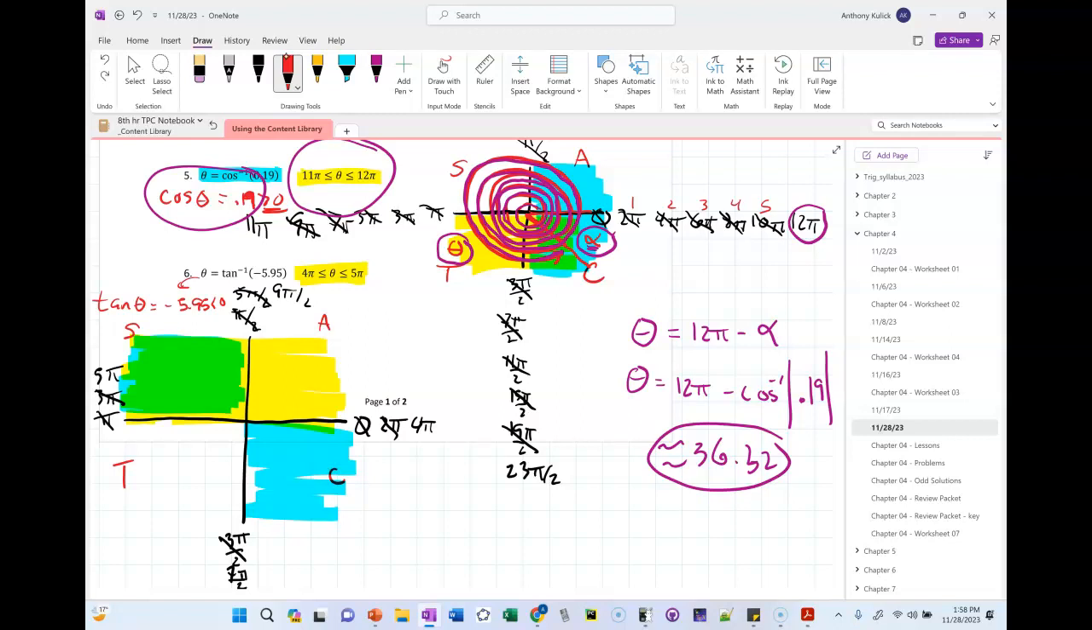So if I look at this now, where is my answer? It's got to be in quadrant 2, because that's the place where we have the overlap. So I'll draw my terminal side. So far, so good.